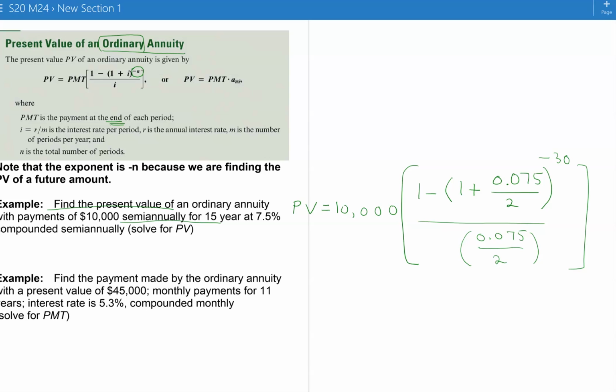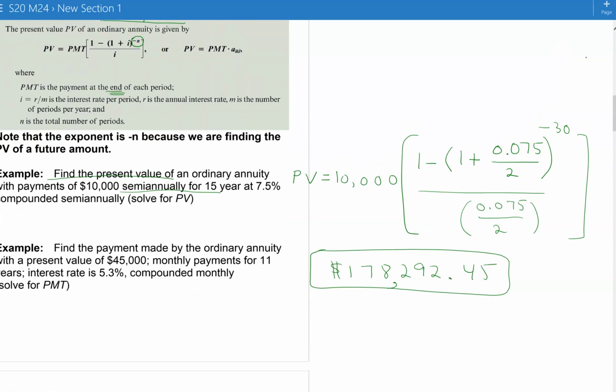hopefully you also will get 178,292.45 as the amount that you need to put into an annuity account. This is called funding a pension. If you've heard the term unfunded pensions, it means we didn't put the $178,000 in there. But this is how you would fund a pension account. You would put that money into an account and then it would pay out the $10,000 semi-annually.